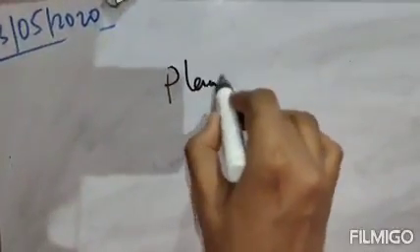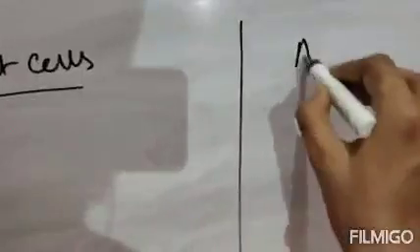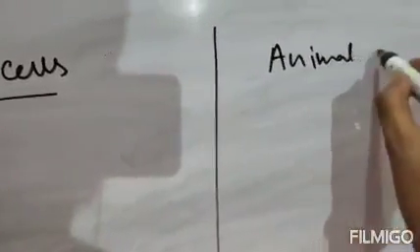Next, a question in your exercise. A very important question. The question will come like this: differentiate between plant cell and animal cell. This question is already given in the exercise. This is a very important question. The question is, write differences between plant cells and animal cells. So we will just split the characteristics between these two.